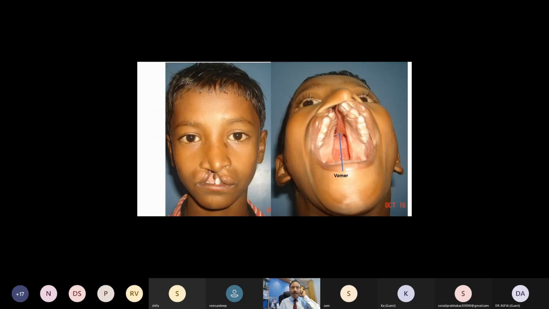Submucous cleft. Here, this is a cleft on the other side. You can see the vomer clearly here. This vomer is getting attached to the palatal shelf on the left side. So here it is attached. Right side it is not attached. So this is a cleft palate of the right side. Of course, you can see the cleft of the lip right side, cleft of the alveolus right side, and a cleft of the palate right side only. And this is going into the nasal cavity.